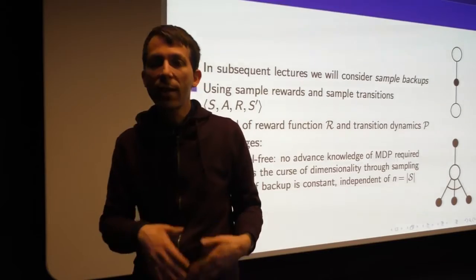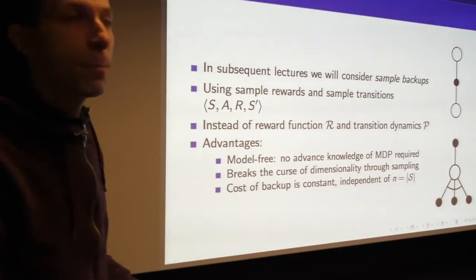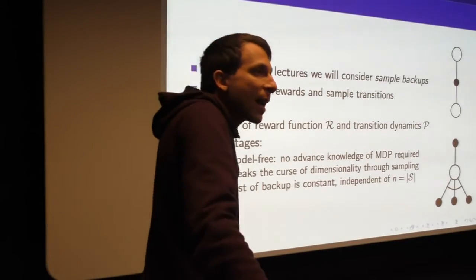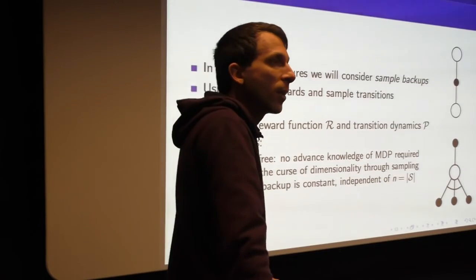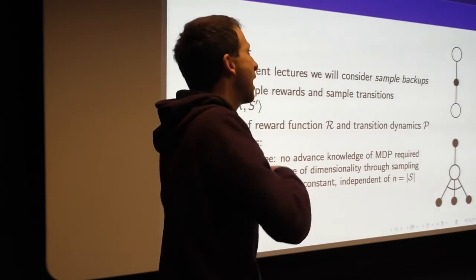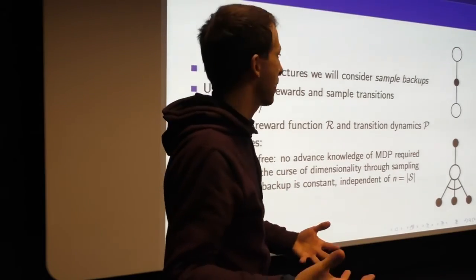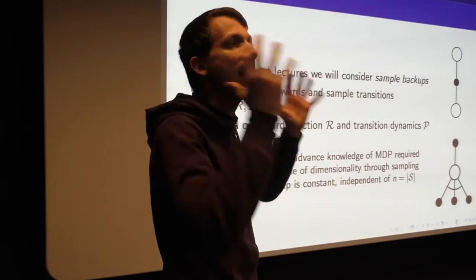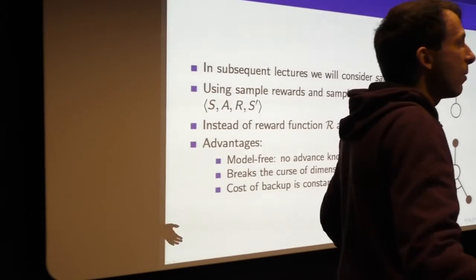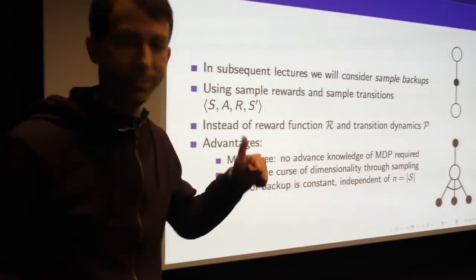It's going to break the curse of dimensionality through sampling, but also it means that because we're sampling the dynamics of the environment, we don't need to know the model of the environment. So this is how we convert from these dynamic programming methods to model-free reinforcement learning methods. Instead of someone telling us the dynamics, we just sample from them and see what happens.